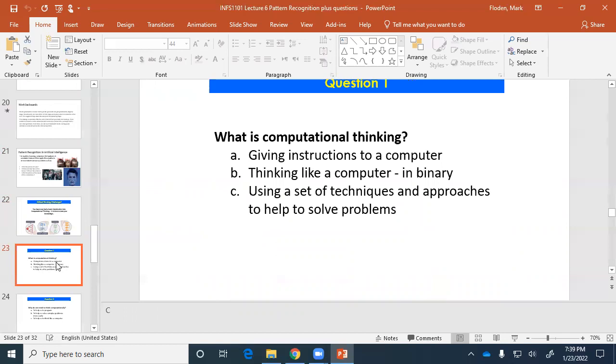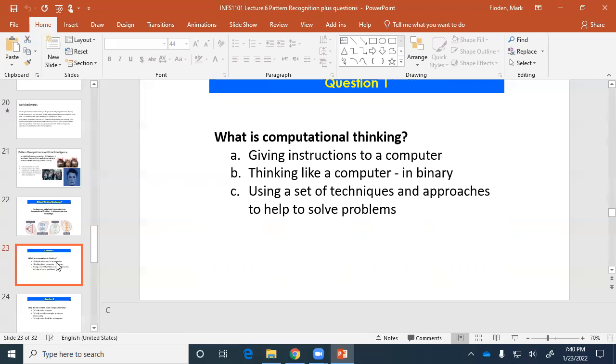All right, so what's computational thinking? Only one of these is the best answer. Did you say B? I said C. Is it that, a set of techniques and approaches that help solve problems? I'm saying giving instructions to a computer to think like a human. Perfect. That's a good answer.